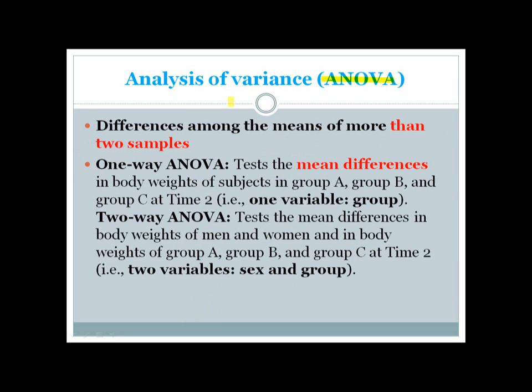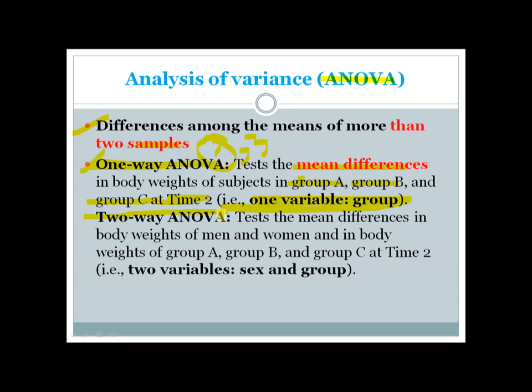So how can you use ANOVA? In ANOVA we can measure the difference among the means of more than two samples, three or more. So 3 should be the key. One-way ANOVA tests the mean difference in body weights of subjects in Group A, Group B and Group C at time 2. We have one variable here, which is only group. So we are measuring difference in means in three groups, A, B, C. For three groups we need the 3-word test, which is ANOVA, and this is called one-way ANOVA because there is only one variable here, that is group.